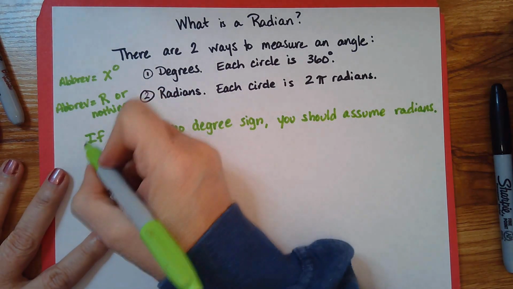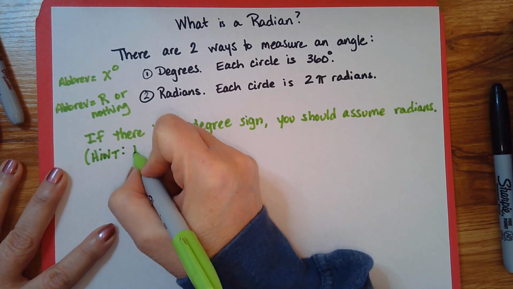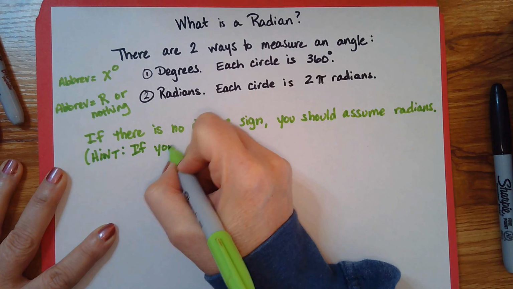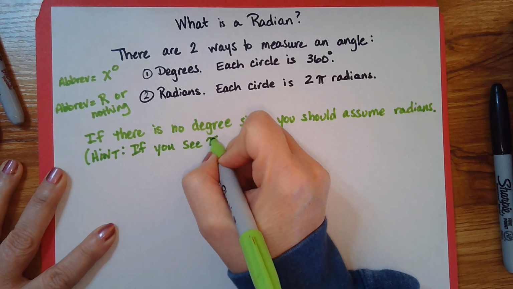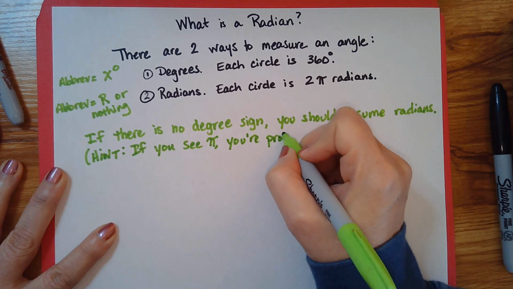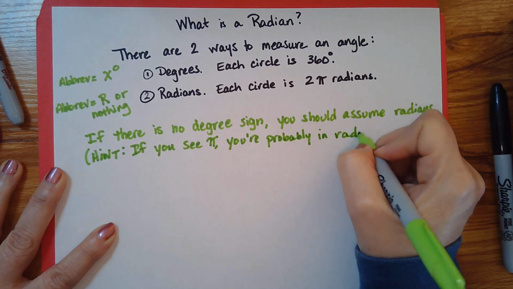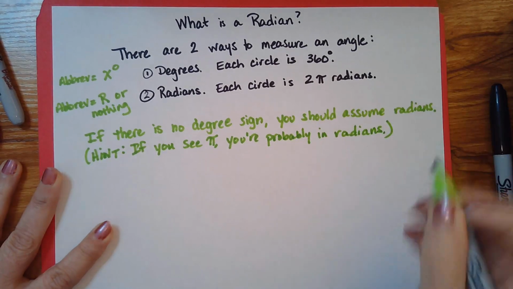Also, another big hint, if you see pi, you're probably in radians. That's your other big hint.